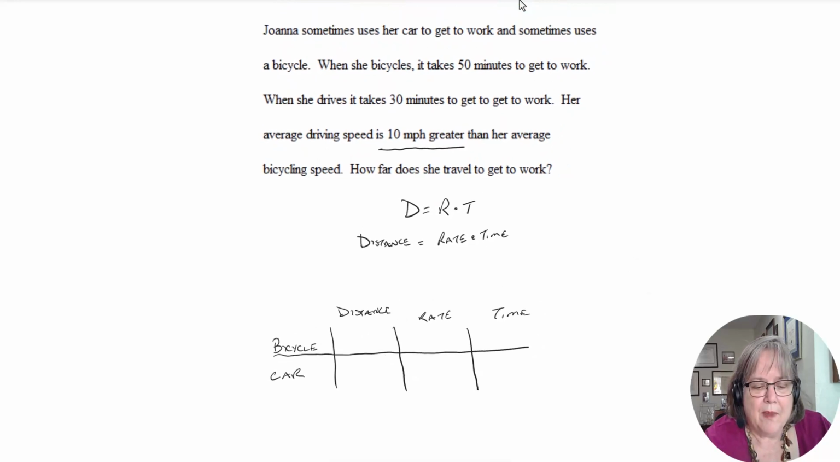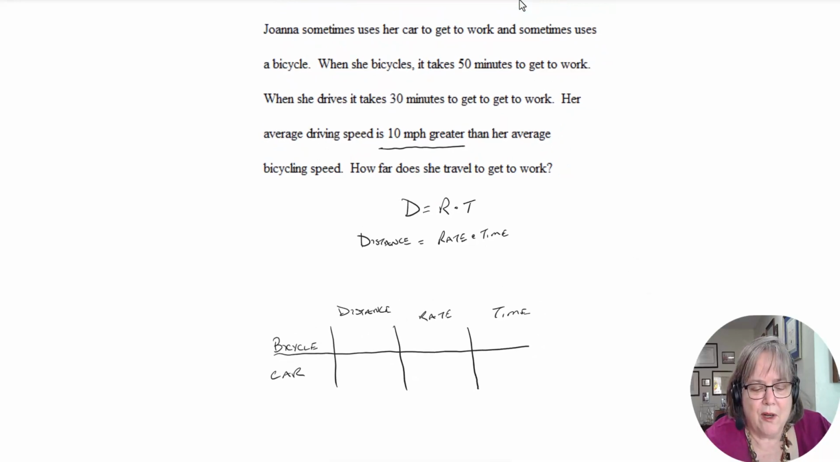Now, it says she uses her car to get to work, and sometimes uses a bicycle. This kind of information makes you see a story, but it's totally irrelevant to the math. When she bicycles, it takes 50 minutes to get to work. So the time here is 50 minutes. But keep in mind, this is 10 miles per hour, not 10 miles per minute. We're going to end up with miles per hour, so don't be mixing minutes in with hours.